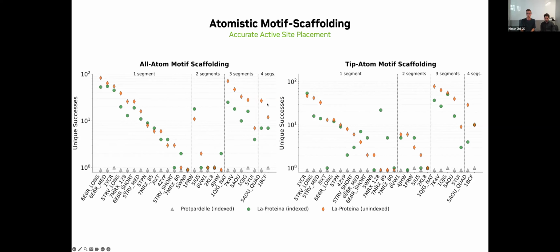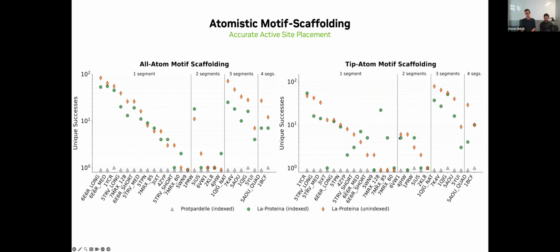And I think Artifusion 2, they also did something like this. And they also showed that the more islands, I think they call it, we call segments here, the more islands you have, the more this unindexed performance helps you. And we see a similar thing for the tip atom case here. And yeah, I think that was everything on the motif side.